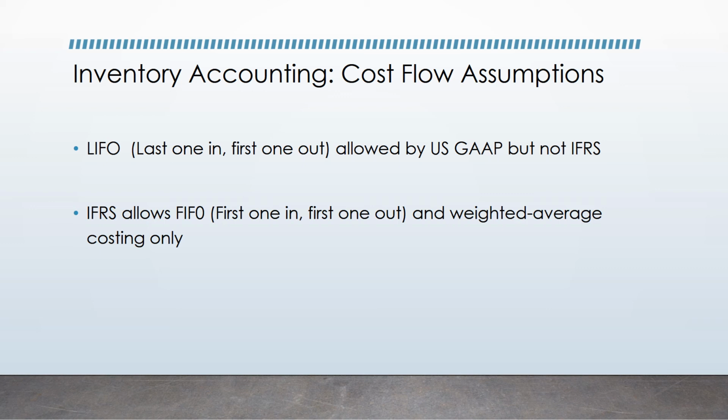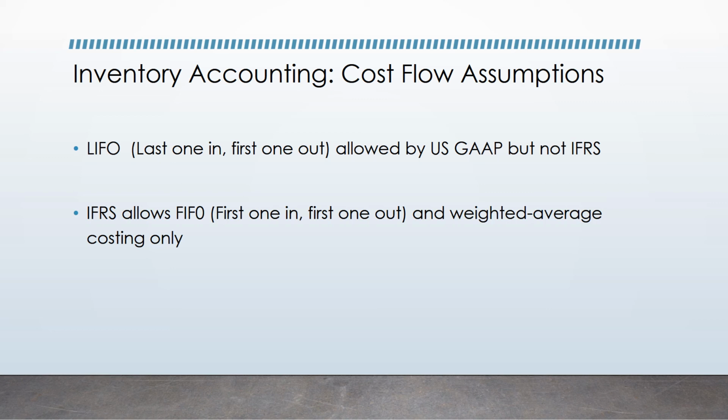All right, so inventory cost flow assumptions. This is another biggie. We know that inventory cost flow assumptions, it's an assumption that a company makes about the order in which it is selling the goods. It doesn't have anything to do with the physical flow of the assets. And under US GAAP, we have LIFO, FIFO, and weighted average. So under IFRS, there is no LIFO. So they only allow FIFO and weighted average costing.